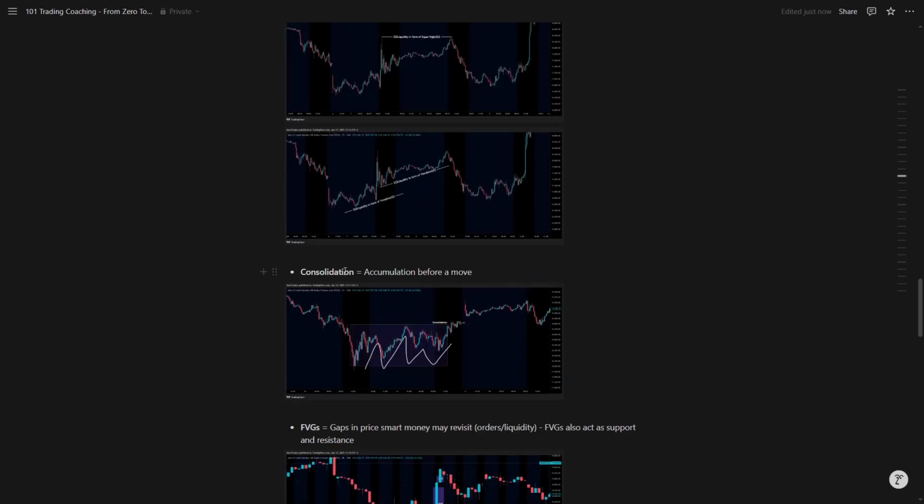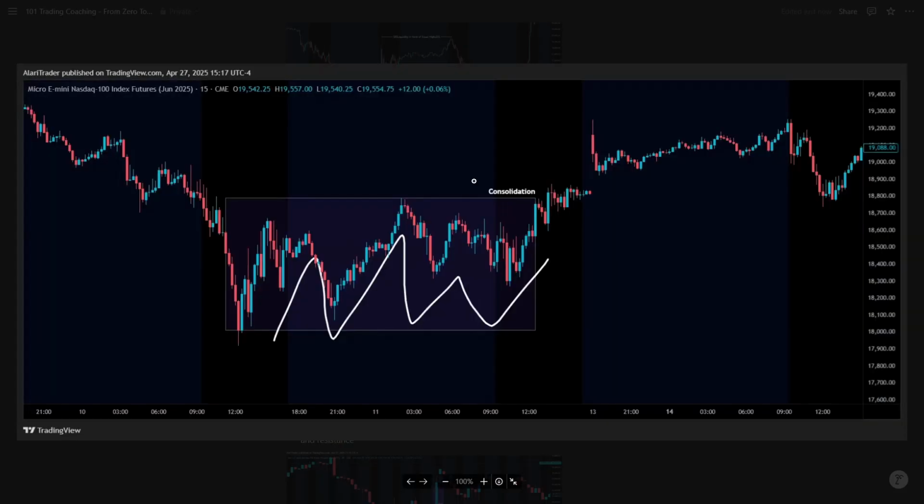Then we have consolidations, which is basically an accumulation before a move. So basically a consolidation is when the market just moves back and forth in a range. Usually you don't want to trade these. You want to wait for the market to break on one side and see how it reacts. If it wants to continue lower or if it just wants to break and then go back up to target the next side. You understand?